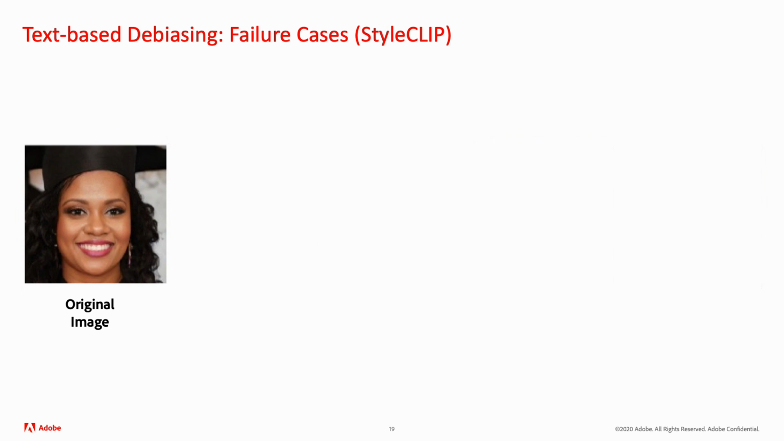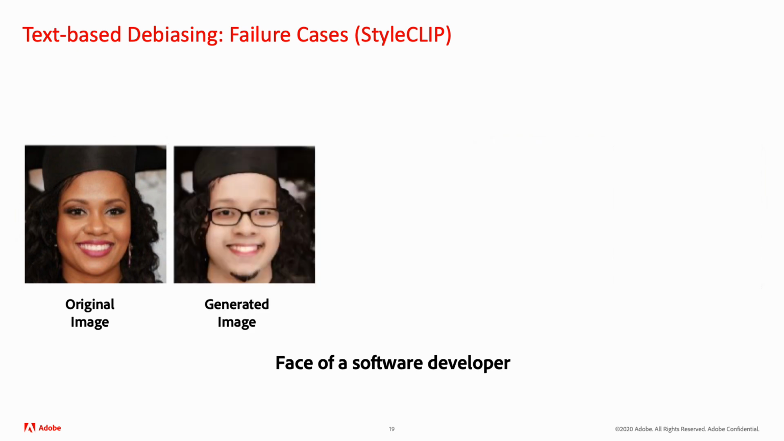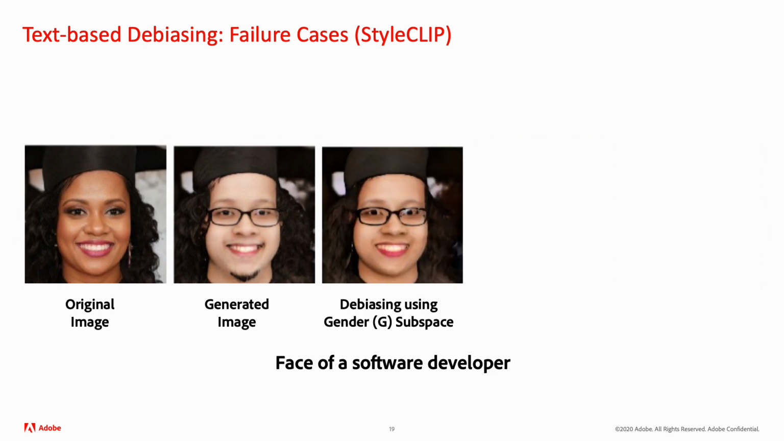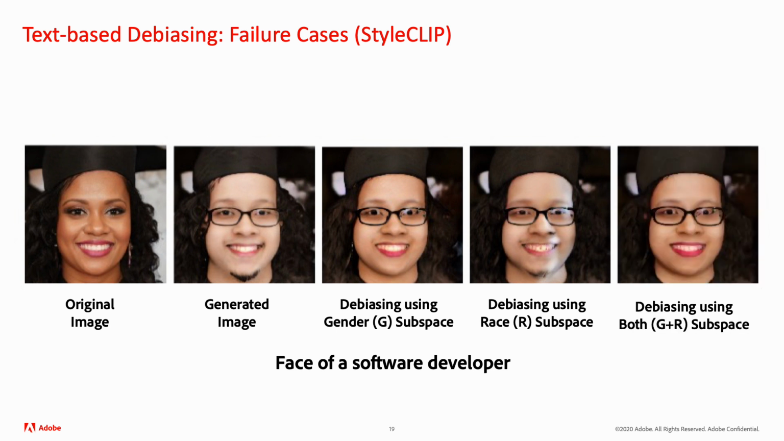Unfortunately, the same technique is not universally applicable. For example, here I'm showing an image where the prompt is the face of a software developer, and you can see from the output how far the identity of the generated image is from the original image. And it turns out no combination of gender, race, or both subspaces gives us good results.